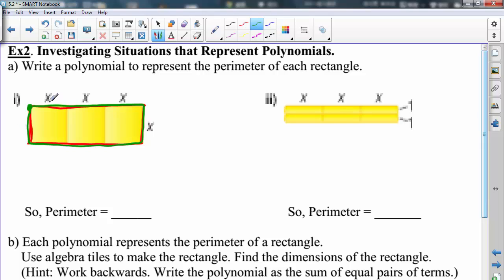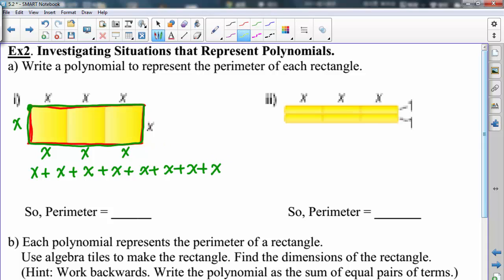Let's look: this is x, this is x, this is x, this side is x. So this side is also x, this side is also x, this side is also x, this side is also x. If I want to find the perimeter, I just add all the sides up. So this side is x plus x plus x, plus this x, plus this x, plus this x, plus this x, then plus the last x.